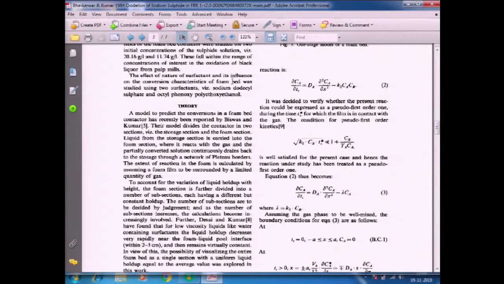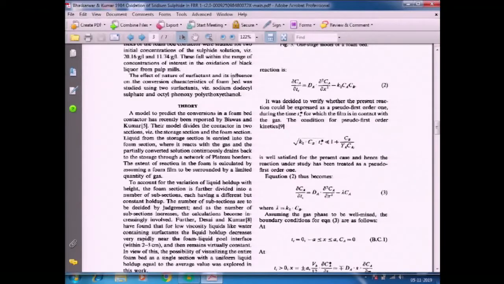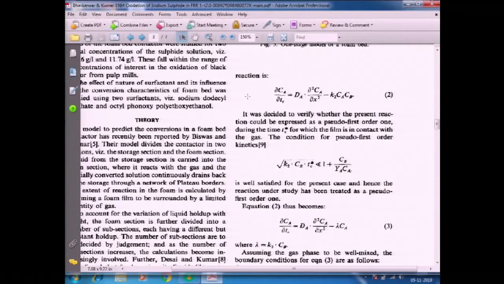We recognize because of symmetry now, we only have to analyze a single foam film, and once we analyze a single foam film, by making use of symmetry, we can obtain the information about gas absorption and through stoichiometry about consumption of sodium sulfide. So, it is here that we have the diffusion reaction equation, dou Ca by dou t equal to dA dou 2 Ca by dou x square minus K2 Ca Cb, where Ca is the concentration of dissolved oxygen and Cb is the concentration of sodium sulfide.